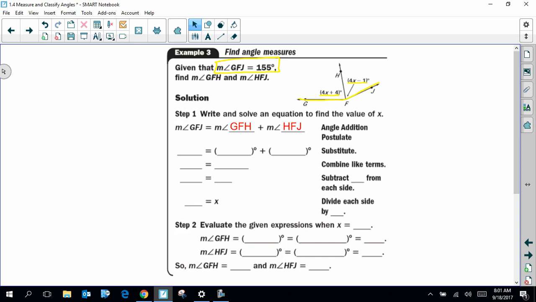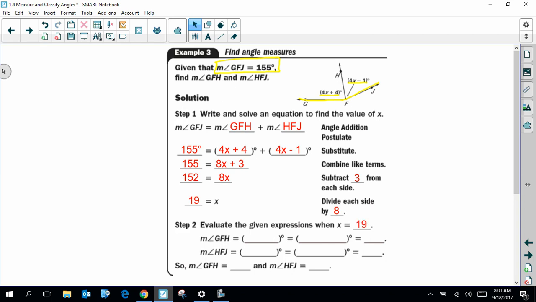Taking that information into account, now we can substitute the values that we know. The overall angle is 155. The two angles are their respective expressions. Combine your like terms on the right side of the equal sign and we get 8x plus 3. Move the 3 over through subtraction and then divide by 8. And then we say that x is equal to 19.